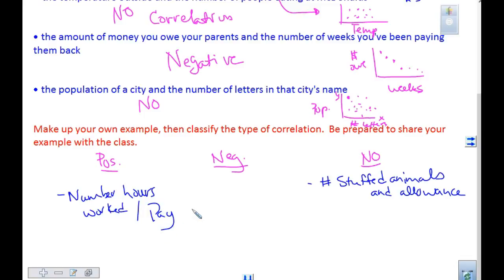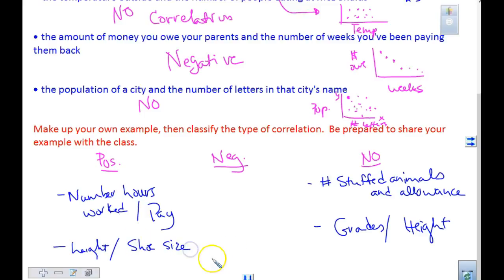Anyone else have a negative or a no? I had grades and height, right? No correlation. Grades and shoe size. I had a positive correlation in the last class. Someone said your height and your shoe size. And if you think of it as you start as a small child, from 1, 2, up to at least 12, 13, as you've grown, your foot size has possibly grown too, sometimes linear, sometimes not.